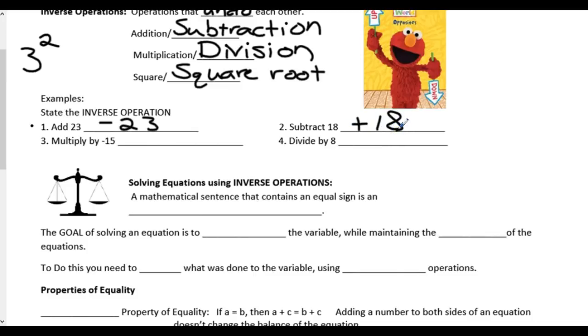Number 3, if we were to multiply by a negative 15, the inverse operation of multiplication we said is division. And we're going to divide by the exact same number, negative 15. That negative does have to come along for the ride. Multiplying by a negative, to undo, you have to divide by a negative. For number 4, if I were to divide by 8, undoing it would be multiplying by 8.